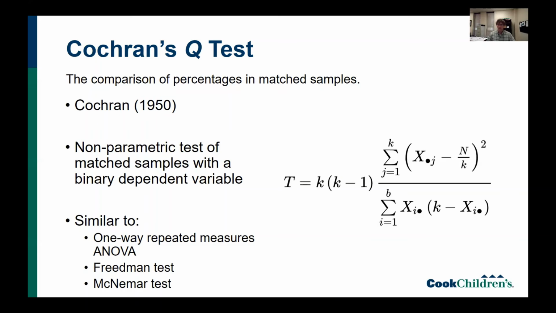It can be thought of as a Friedman test, except that we're using a binary dependent variable. And it can be thought of as an extension of the McNemar test, except that we're using 3 or more related samples. When there are only 2 dependent samples, essentially Cochran's Q test gives you the exact same result as a McNemar test.